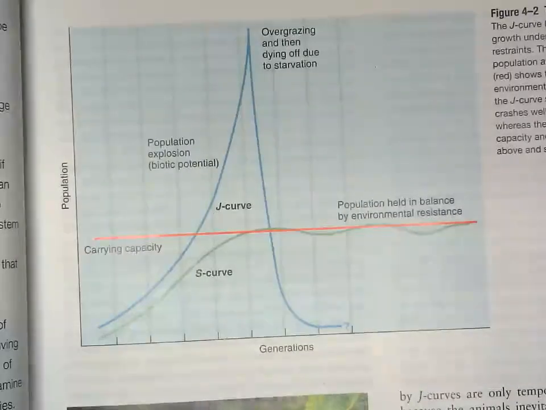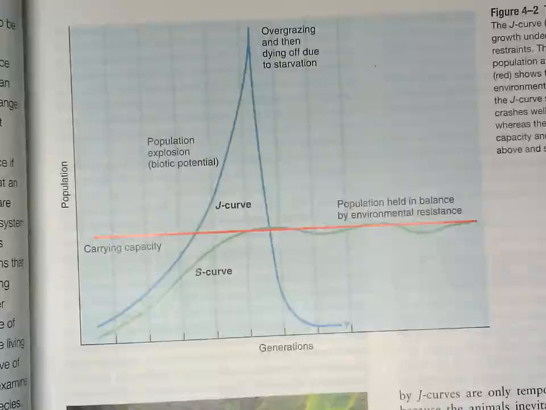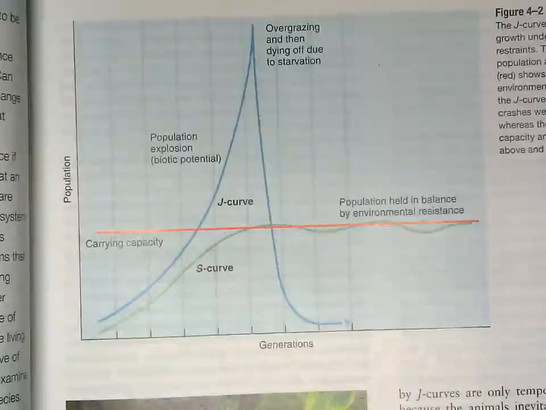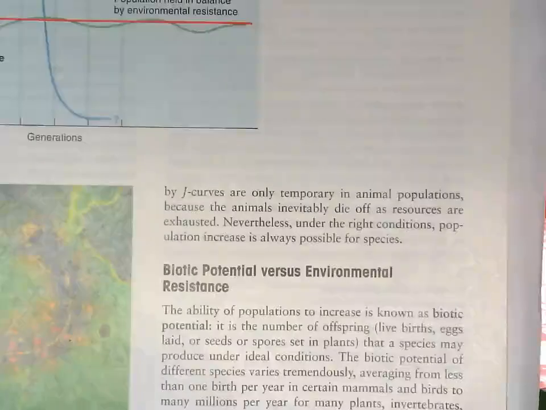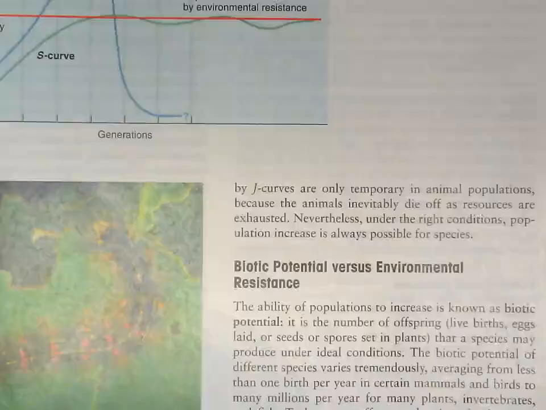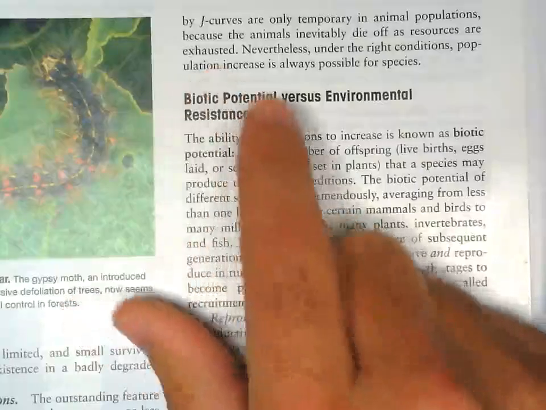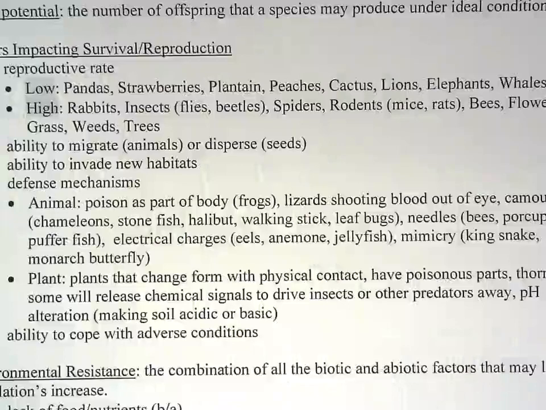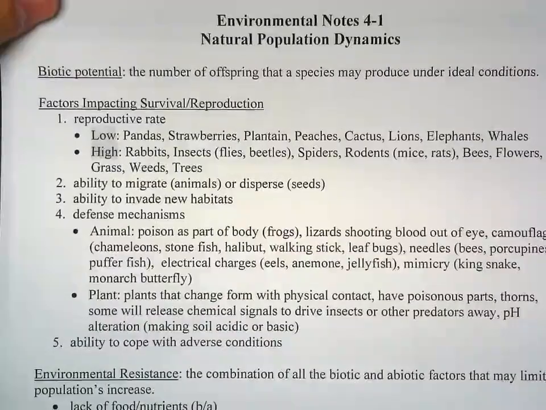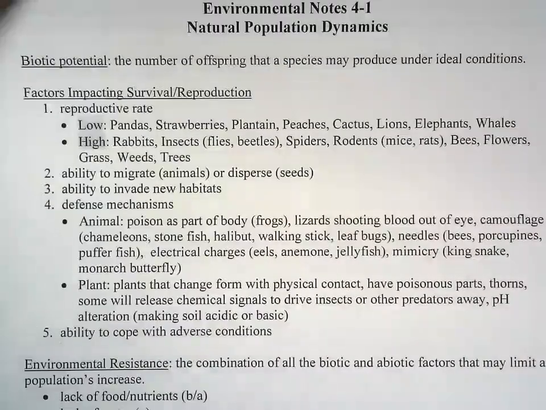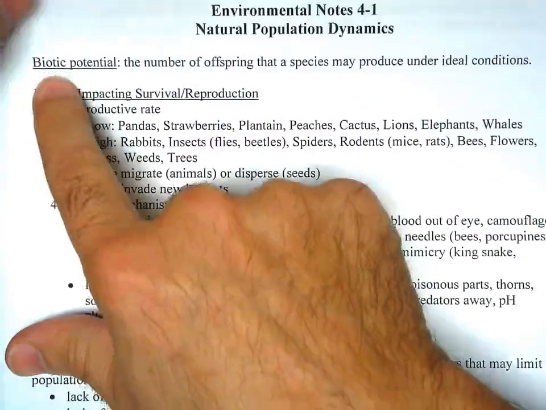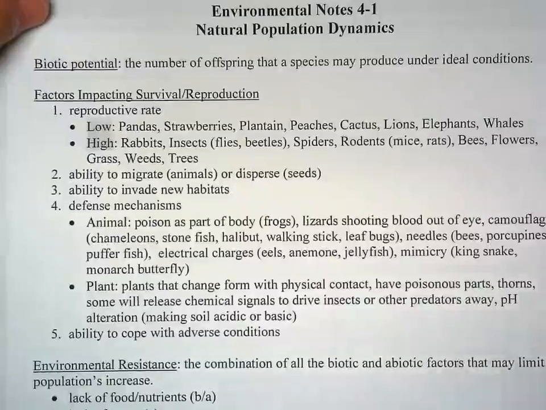All right. Now, along with this, some information that you have in your notes is things that cause a population to increase or decrease. And those are biotic potential and environmental resistance. Okay, I'm going to switch to the notes. So biotic potential is essentially the number of offspring that a species may produce under ideal conditions, or the potential to create life and reproduce.